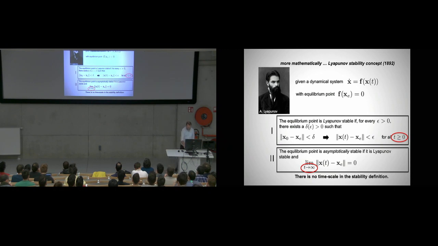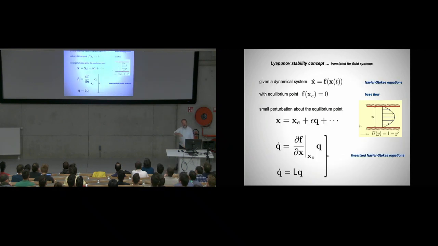Otherwise, it's unstable. Of course, this got picked up immediately. It was a very successful paper. Nowadays, you would say it's highly cited. And it was translated for fluid systems. So we have an equilibrium state. That would be our base flow. That's our equilibrium state. And then we're going to have a small perturbation around that one. So we go an epsilon away, and we just look at the dynamics of the perturbations q.